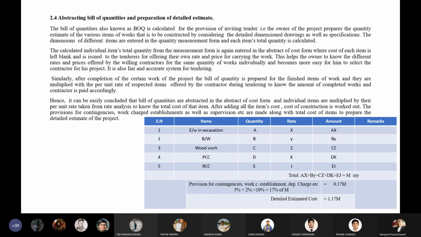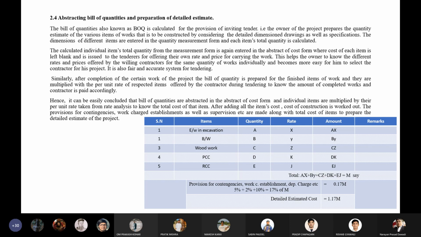This format is given here. Suppose these 5 are the items of the project. These 5 are the items of the project. Earth excavation is one item. Earth excavation in foundation is one item.